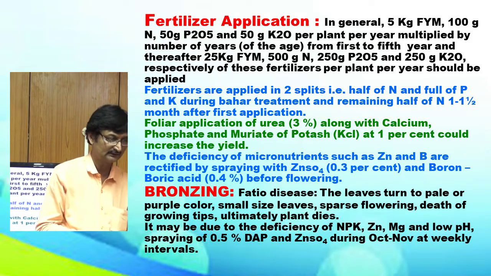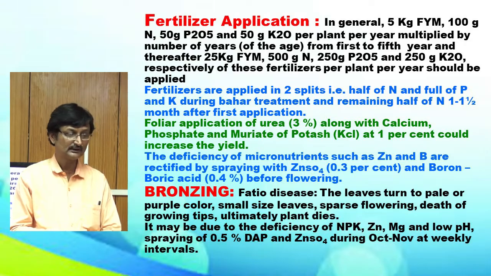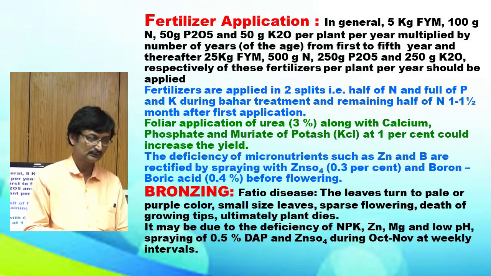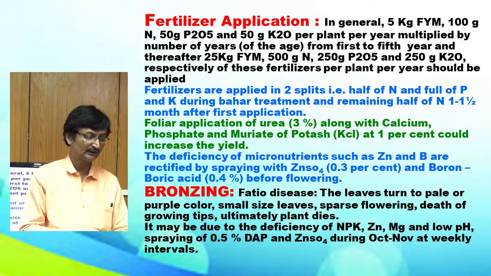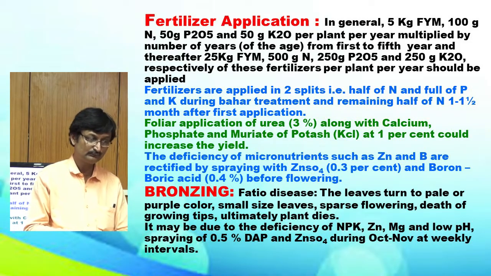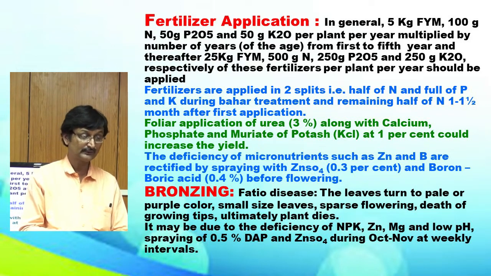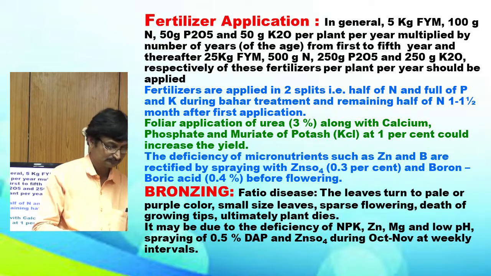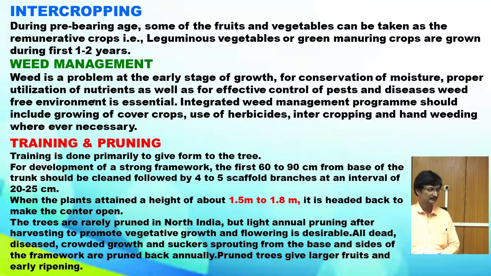Now bronzing. One disease is there, fascio disease. The leaves turn pale or purple in color, small size leaf, sparse flowering and death of growing tips takes place, and ultimately plant dies. It may be due to deficiency of NPK, zinc, magnesium and low pH, and spraying of 0.5% DAP and zinc sulfate during October-November at weekly interval can address this.